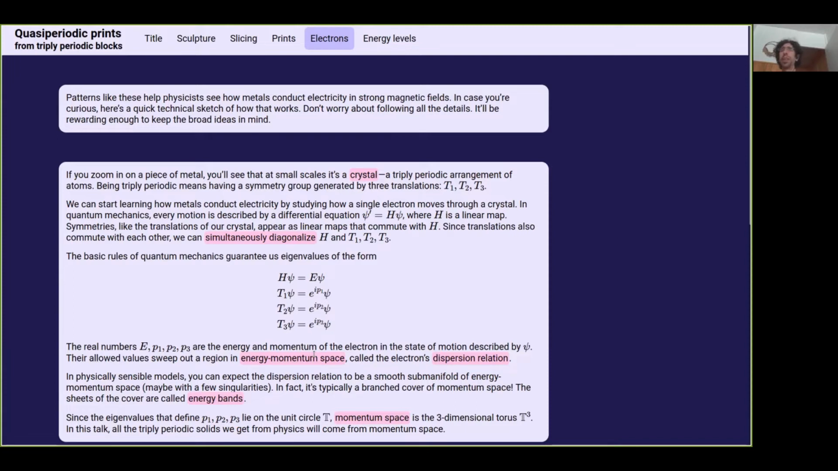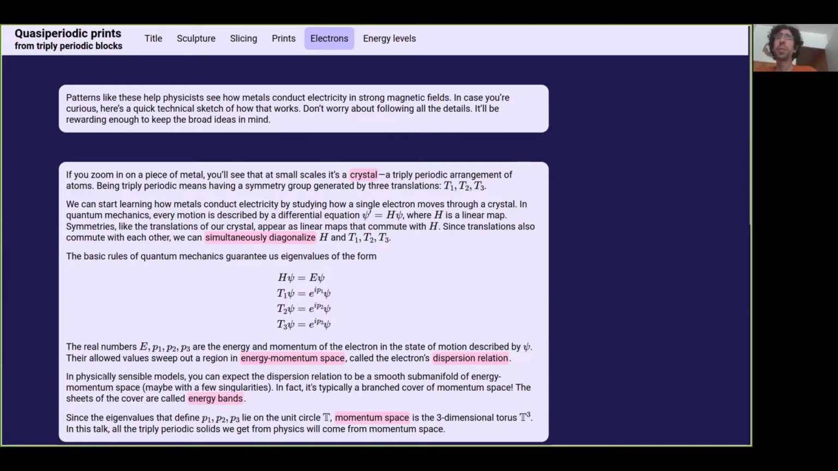I want to give you at least a short, quick technical sketch of how that works, because if you have the background to understand it, it's a really beautiful thing, and it's something that I would have appreciated when I first came to the area. That said, definitely don't worry about following all the details. The talk will be rewarding enough later on, even if you can just keep the broad ideas in mind. And near the end of the talk, I'll show you a physics punchline that's not nearly as technical as all this, a much more accessible punchline.